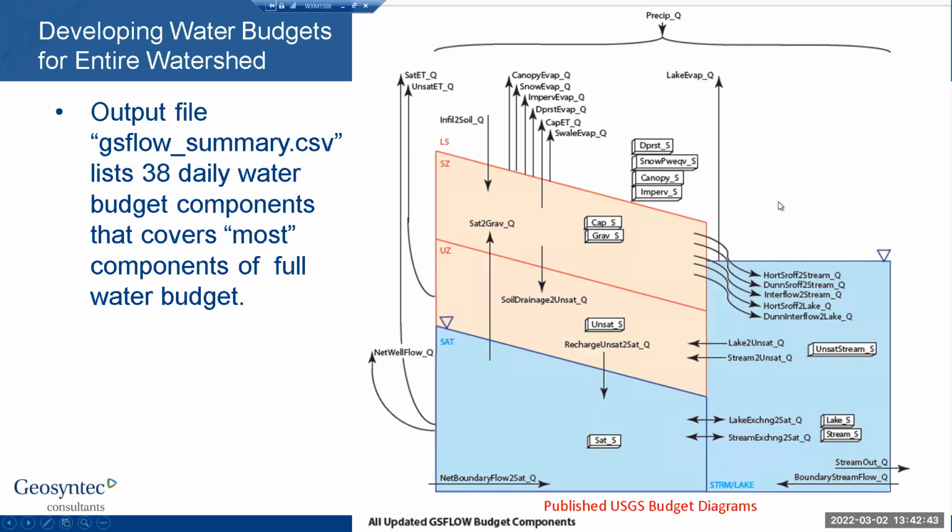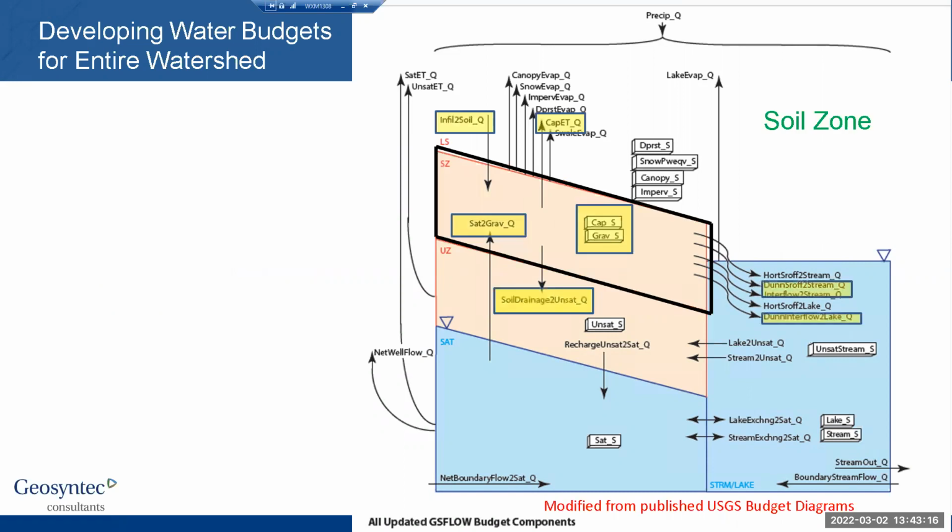As I mentioned, if we count these between inflows and outflows and change in storage, these are 38 water budget components. But I'm saying it covers most components of the water budget, because we noticed that there are some components that are not reported in that file. They are being calculated correctly, applied correctly in the model, used correctly in the equations, it's just not reported in that file. And we noticed that when we, for example, looked at the mass balance for the soil zone.